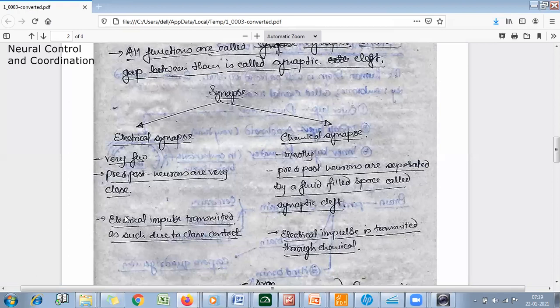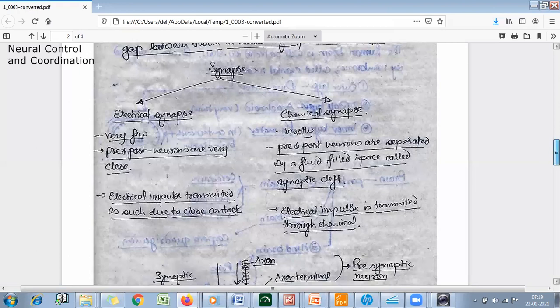And here the pre and post neurons are separated by a fluid called the synaptic cleft. So what happens in this situation? There is a gap between one neuron and another neuron, and here the electrical impulse will be converted into a chemical impulse, and again the electrical impulse will be created. So the electrical impulse is transmitted through chemicals. Now we will talk about the chemical synapse.